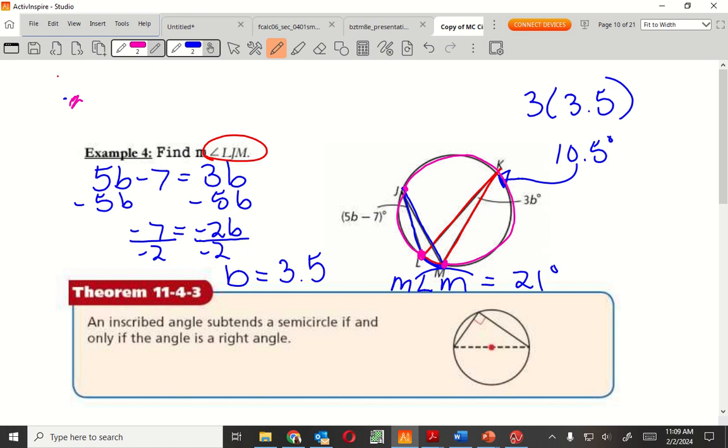If I'm looking for everything else, the whole circle is how much? 360. Very good. Did you write that down? Do you know that a circle is 360 degrees? If you didn't, write this down: every circle is 360 degrees. But since I'm looking for everything else besides LM, I'm going to go 360 minus 21, which gives me 339 degrees as my answer.